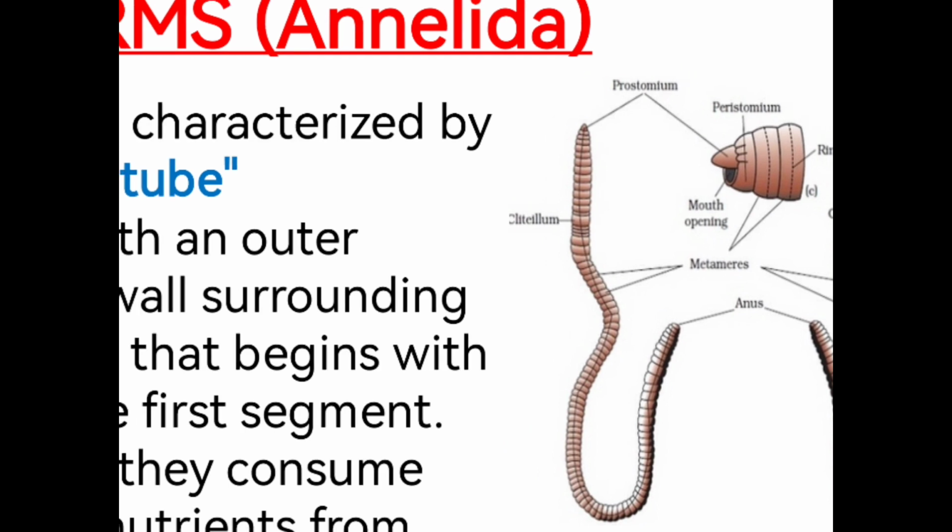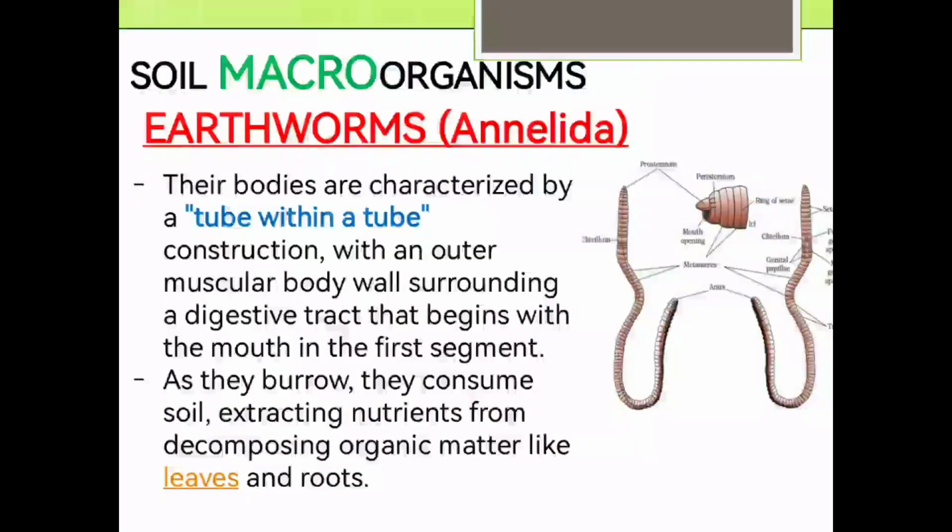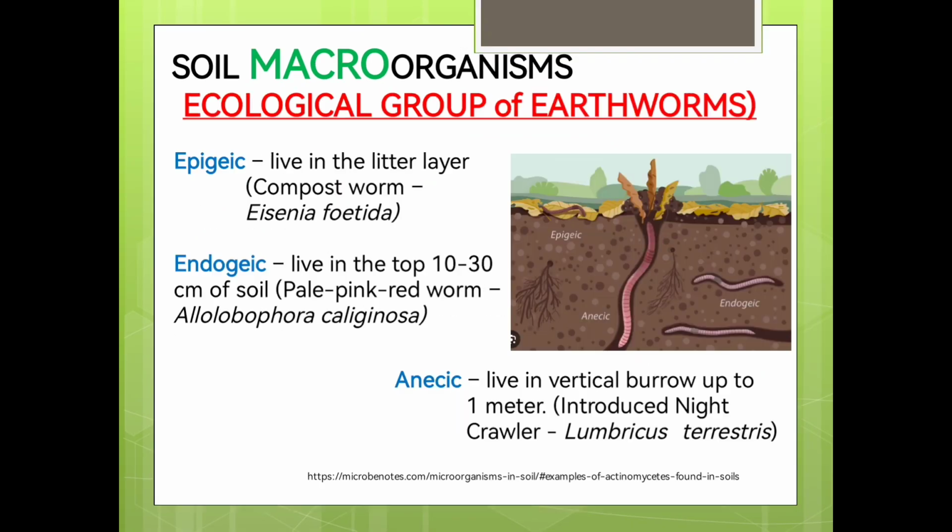That's the mouth opening. It has setae, the bristles it uses to penetrate and move through the soil. As they penetrate the soil, they eat it, and by this they extract nutrients from decomposing organic matter like leaves and roots.